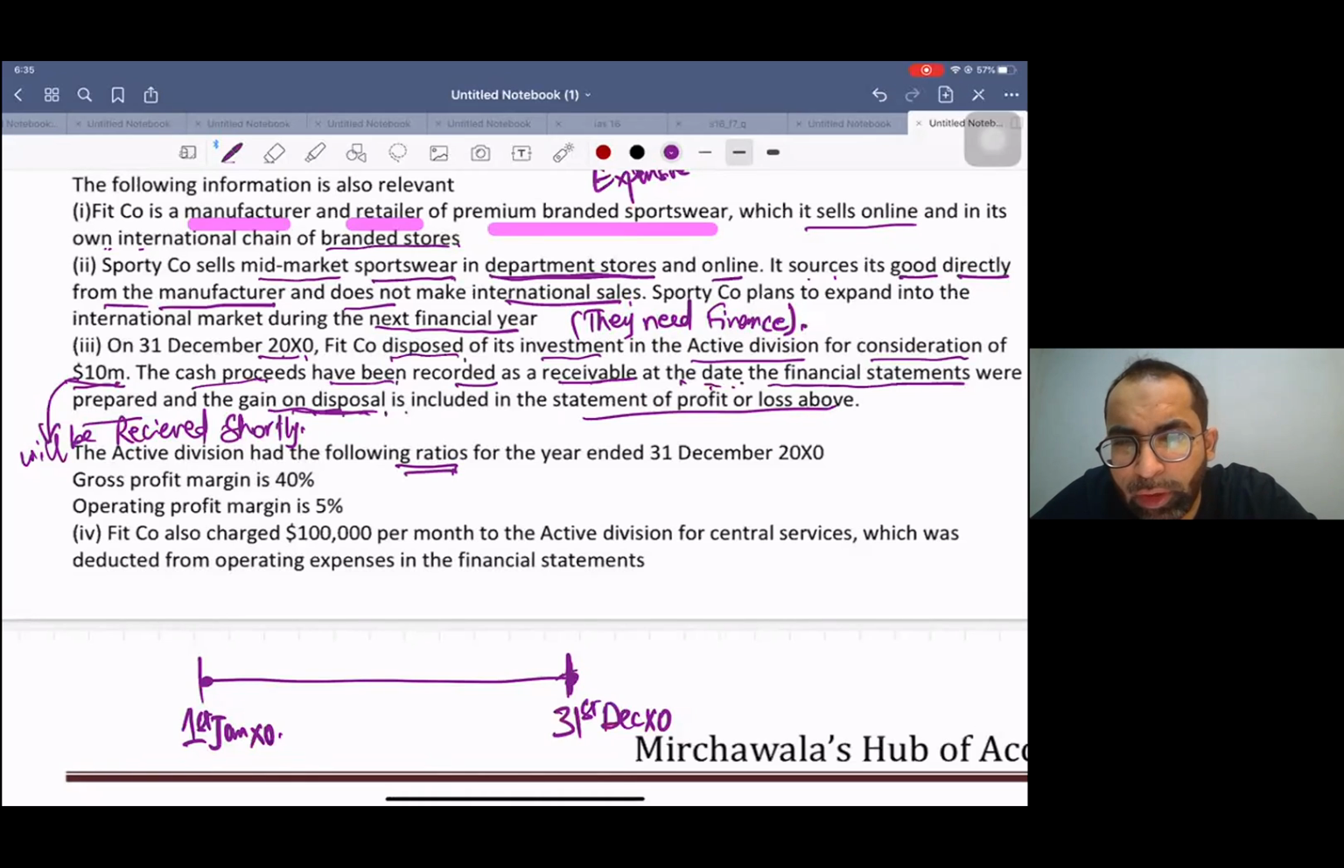No. Listen. What did this gain on disposal do? This gain on disposal ultimately increases your PBIT. This gain on disposal ultimately increases your profit from operations. So when this gain increases your profit from operations, your operating margin will be higher. Your this year Fit company's operating profit margin will be artificially higher. So we will say this openly that this operating margin is unreal. If you use the numbers, the profits given in the question, then these profits are artificially overstated because of the inclusion of this one-off thing.